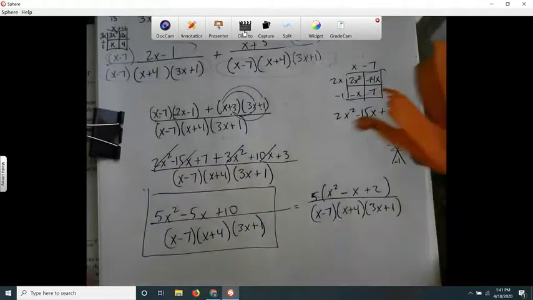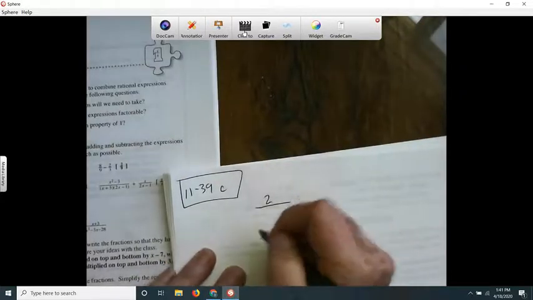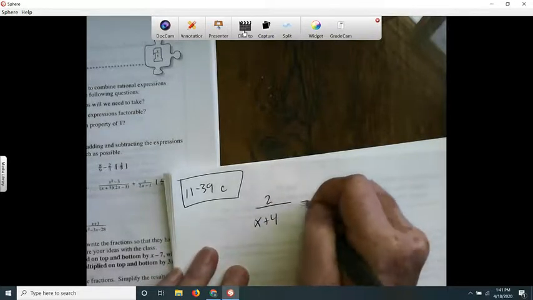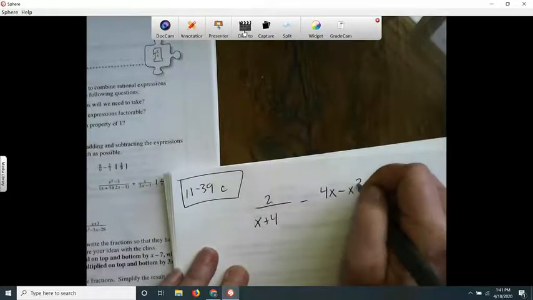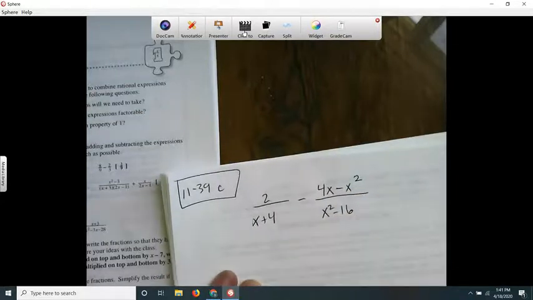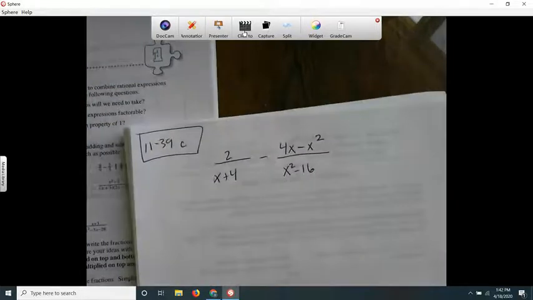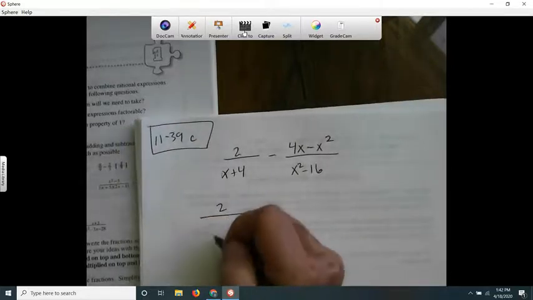Okay. And then I'm going to show you just one more, letter C. 11-39, letter C. The rest of these I'm going to let you do on your own. So this one says I've got 2 over x plus 4 minus 4x minus x squared all over. So I'm going to try the same thing. I don't have a common denominator yet, so I'm going to see what I can do about getting one.